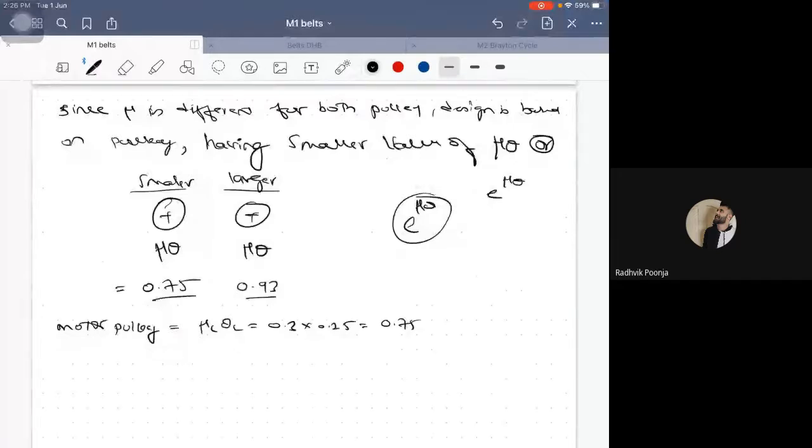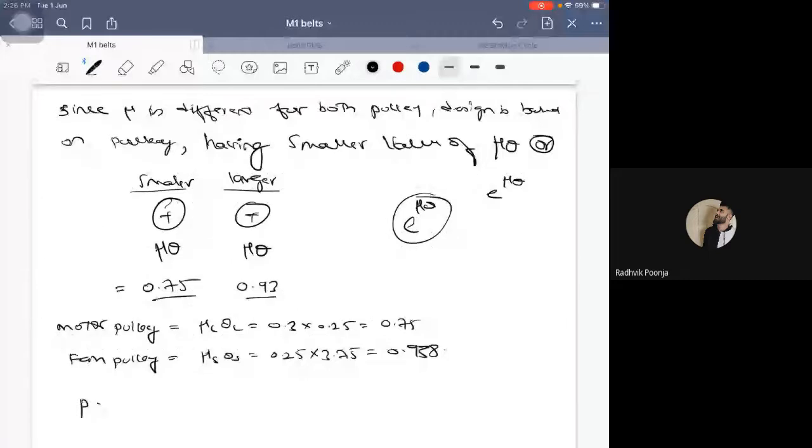And for the fan pulley, it is mu s into theta s, that is equal to 0.25 cross 3.75, which is 0.938. Now, you need to consider the motor pulley because its value is smaller. So use that particular equation.